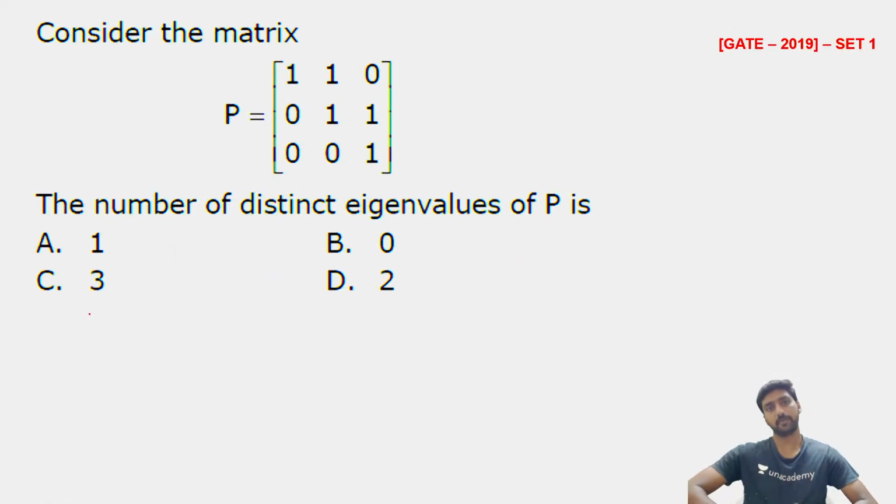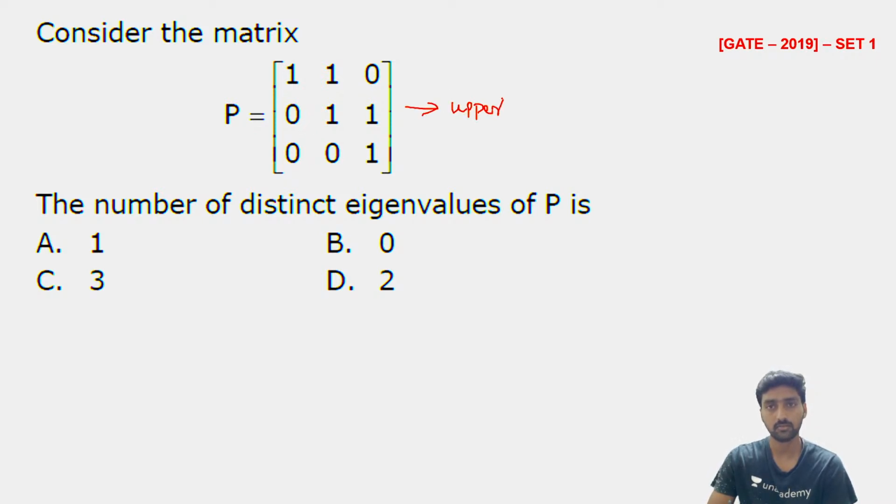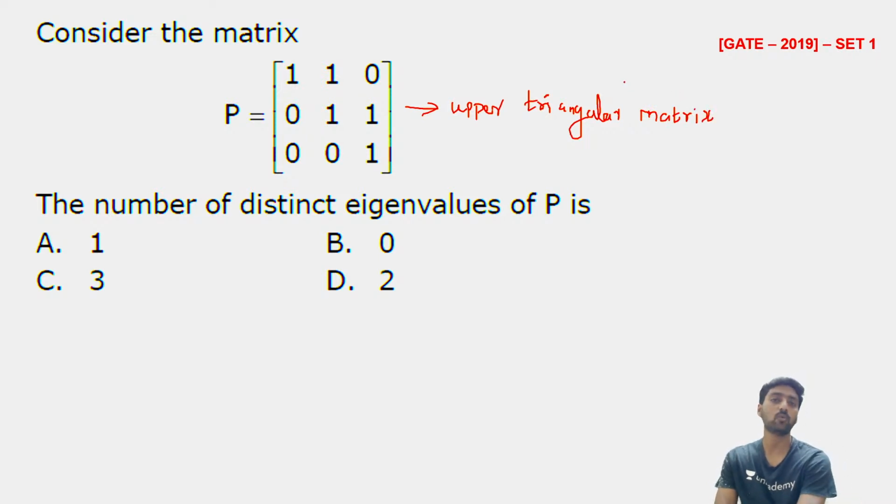Consider the matrix P, which is equal to 1 1 0, 0 1 1, 0 0 1. The number of distinct eigenvalues? It's a triangular matrix. It is an upper triangular matrix.